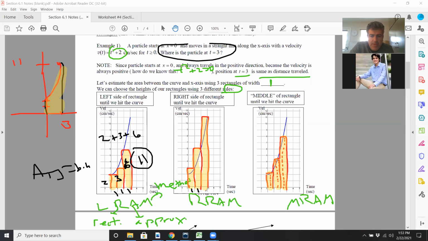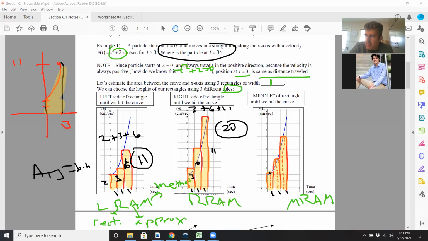Here, the width of these are also 1 each. But the height here, I think, is 3, then 6, and then 11. So then 3 plus 6 plus 11. So the area is 20. It's pretty clear that the LRAM is under approximating and the RRAM is over approximating because you have a lot of overage here. The MRAM might be a little more accurate for us. In this case, your widths are still 1 each, right? You're told to make 3 rectangles with width 1.